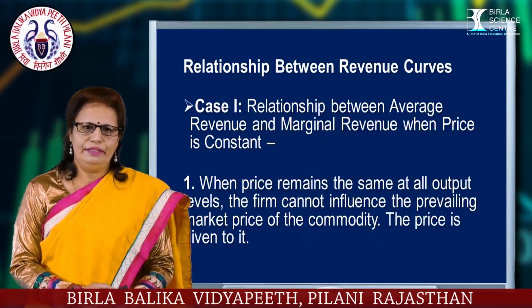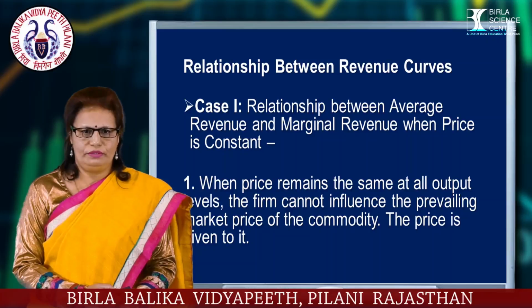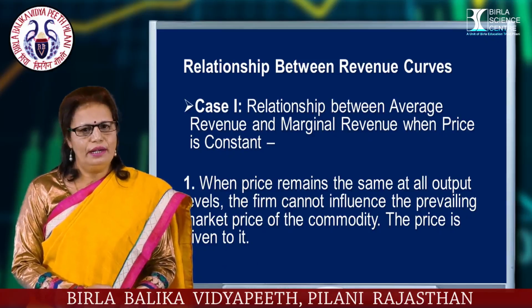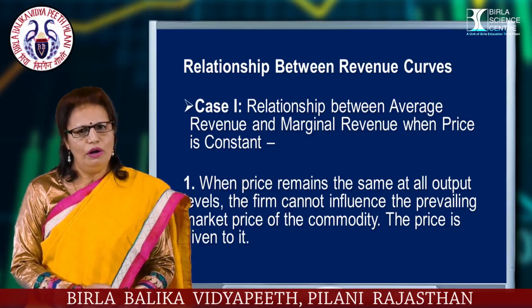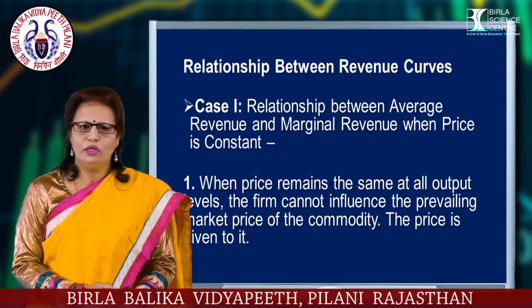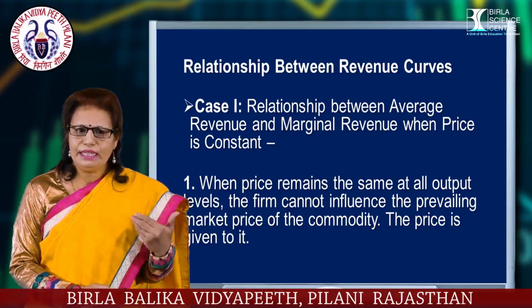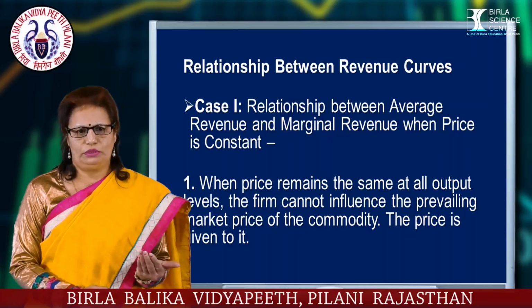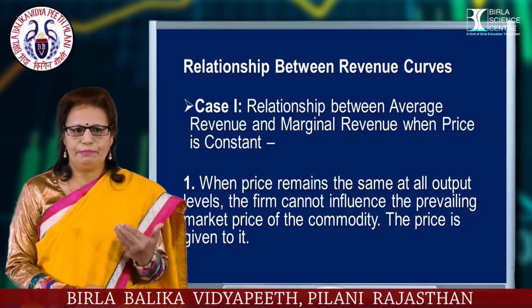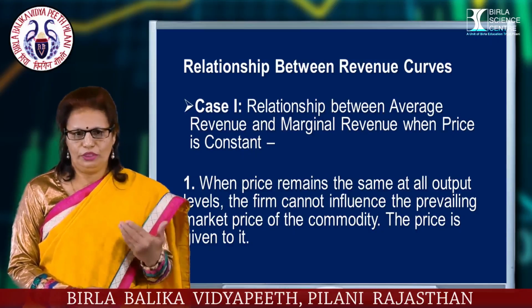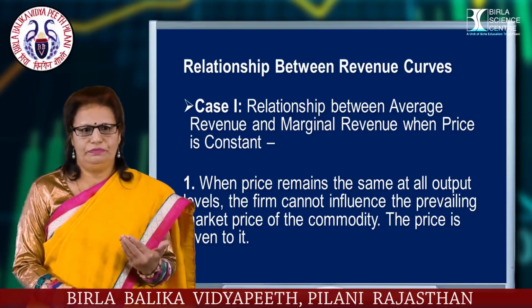Now we are going to study the relationship between revenue curves. The first case is the relationship between average revenue and marginal revenue when price is constant. When price remains the same at all levels of output, the firm cannot influence the prevailing market price of the commodity. The price is given to it.